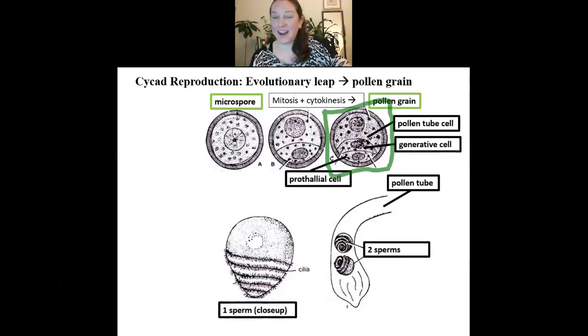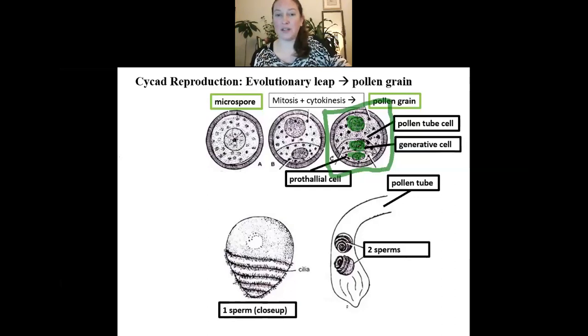The pollen grain has three parts. Prothalial cell, here's the nucleus of the prothalial cell. We don't know what prothalial cell does. Generative cell, here's the nucleus of the generative cell. Generative cell is going to create two sperm cells, or generate two sperm cells. And pollen tube cell, here's the nucleus of the pollen tube cell. It's going to create the pollen tube.